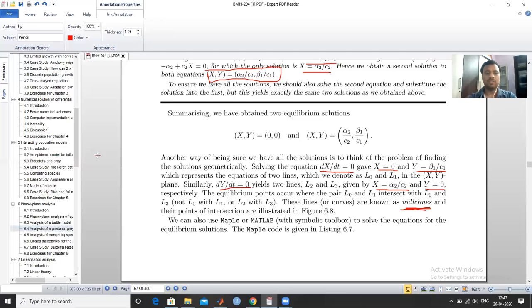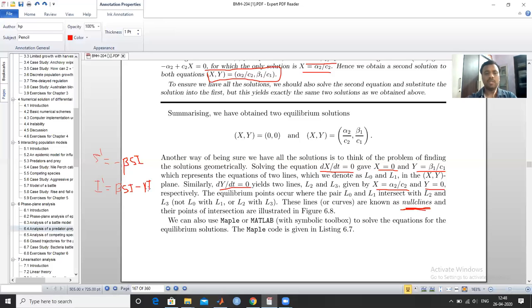As in the previous case, in the SI model, we saw what that model was. S dash is equal to minus beta S I, and I dash was beta S I minus gamma.